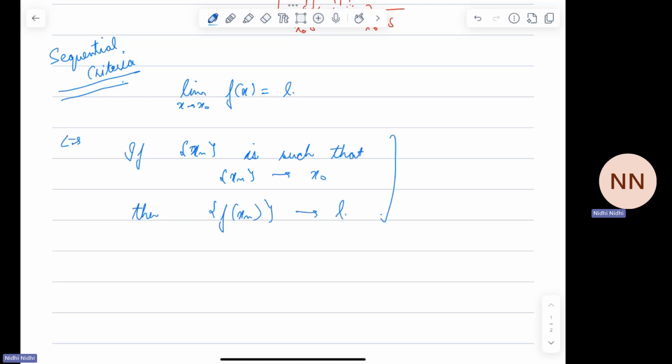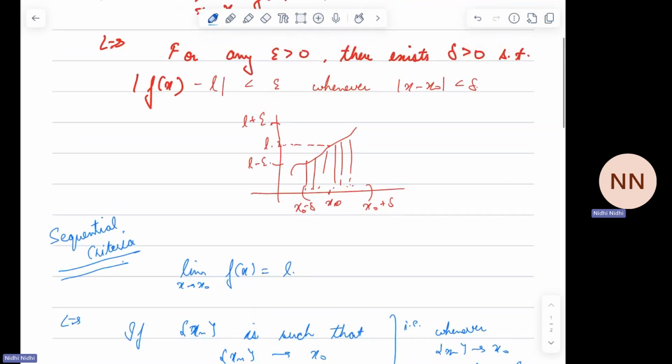That is, whenever x_n goes to x naught, f(x_n) must converge to L. So we'll see how we can use these conditions and this definition to look at the limit of some functions. Okay, so let's start with first question.